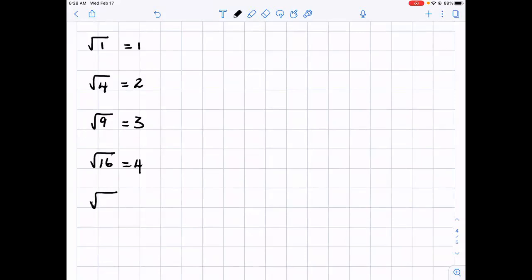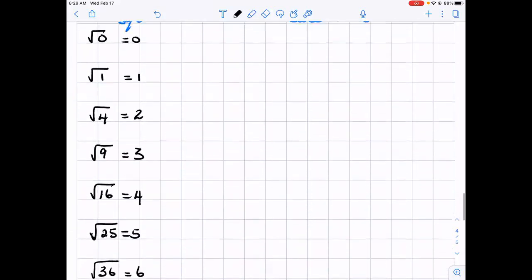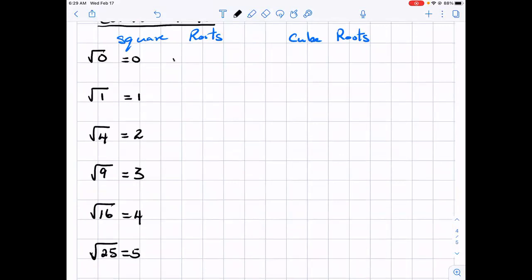The square root of 25 is equal to 5. The square root of 36 is equal to 6. The square root of 49 is equal to 7. The square root of 64 is equal to 8. Moving back up here, the square root of 81 is equal to 9. The square root of 100 is equal to 10. The square root of 121 is equal to 11.